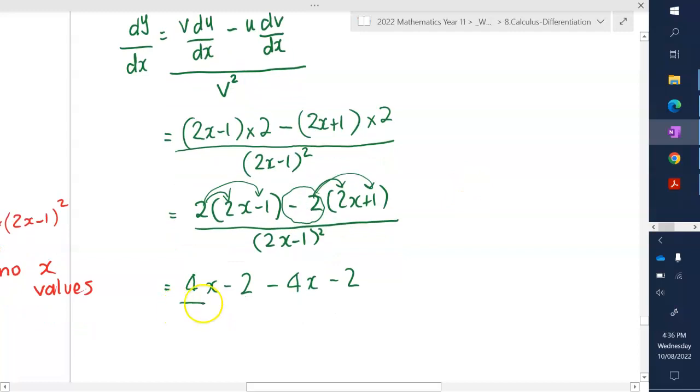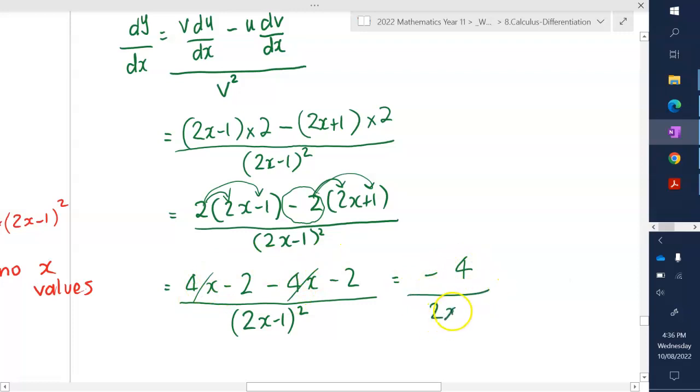And it is all over 2x minus 1 squared, which beautifully happens to be minus 4 all over 2x minus 1 squared. So we haven't expanded our bottom line. Likely we didn't. It would have wasted our time. It wouldn't have helped us in any way. That is our solution. But have we answered the question?